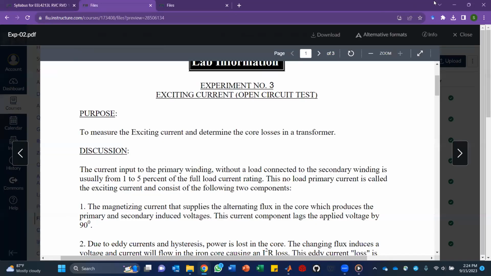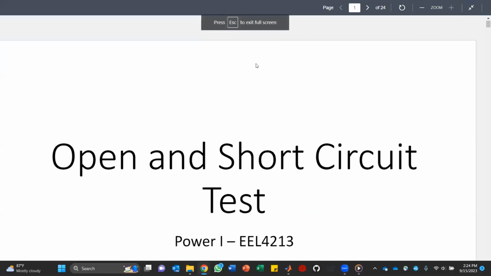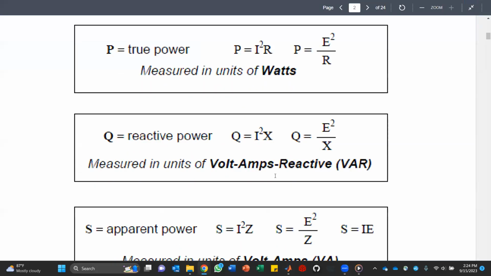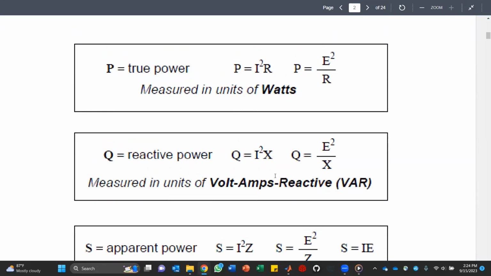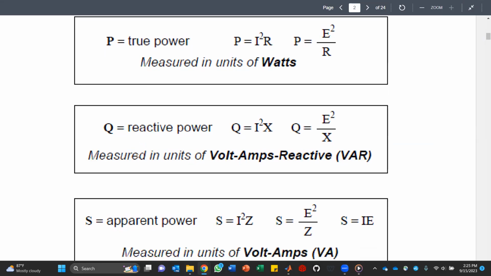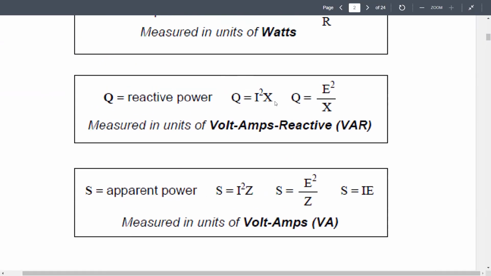I have another slide prepared for you guys, which is this one. Let me open it full screen. I'm not supposed to cover the theoretical part that much, but I'm going to eventually. For this experiment, we need to review some of the power equations. This is true power, this is reactive power, Q, and this is apparent power. These are the formulas.